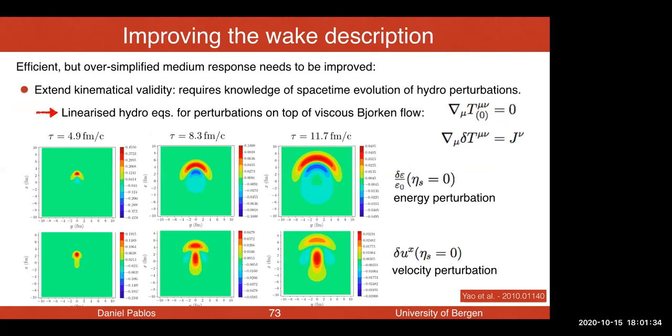We have recently improved the wake description. We want to see which effects we are leaving out by our oversimplified treatment. We can put perturbations on top of a viscous Bjorken flow. Here you have an example of the evolution as a function of time for the energy perturbation with the sound modes. This is for the velocity perturbation with the diffusion modes.